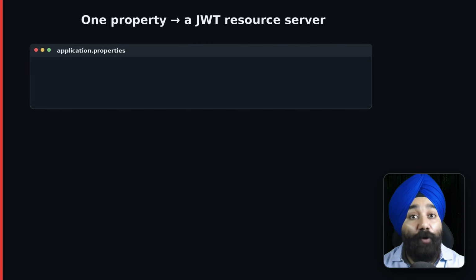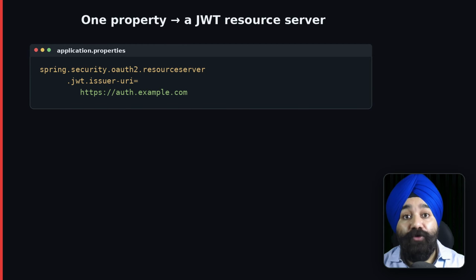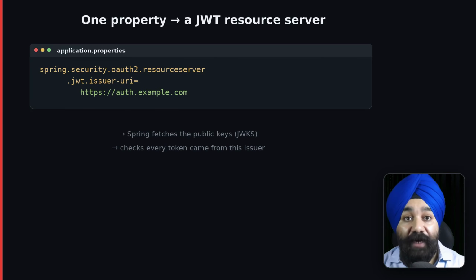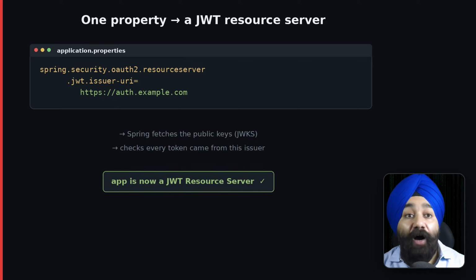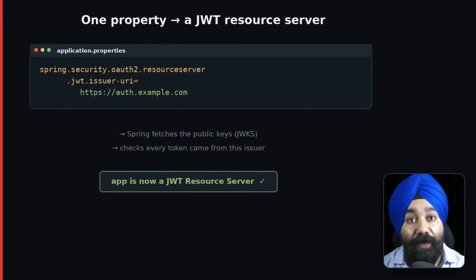Step 2 is a single line of configuration. We tell our app where the authorization server lives by setting the issuer-uri to our auth server's address. That one line does a lot. Spring uses it to fetch the public keys and to check that every token really came from that auth server. So with one property, our app is now a JWT resource server. We wrote no logic, we just pointed at the issuer.